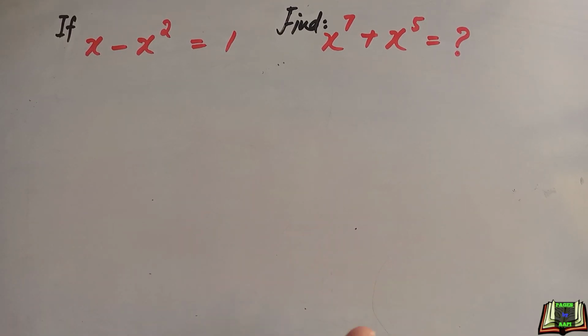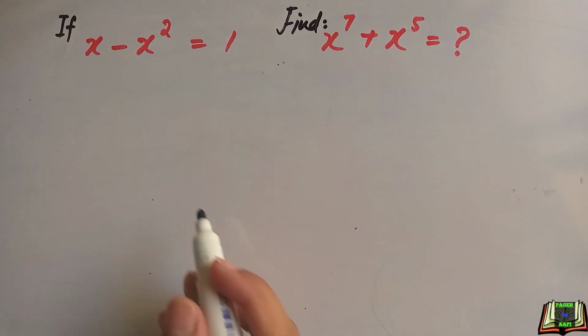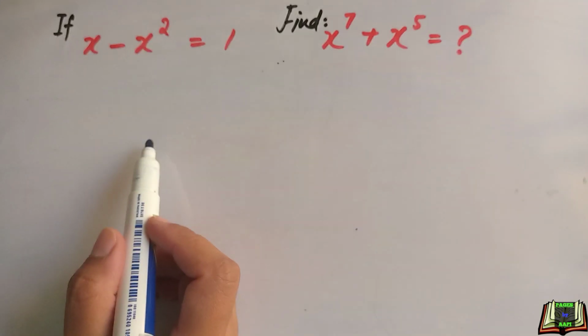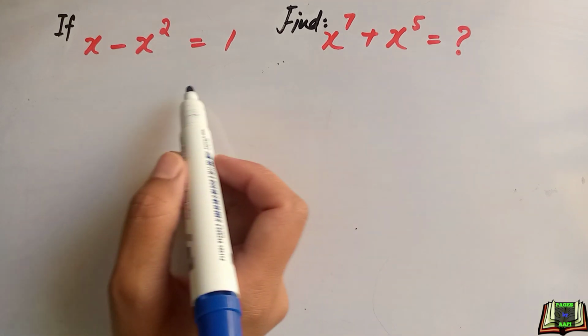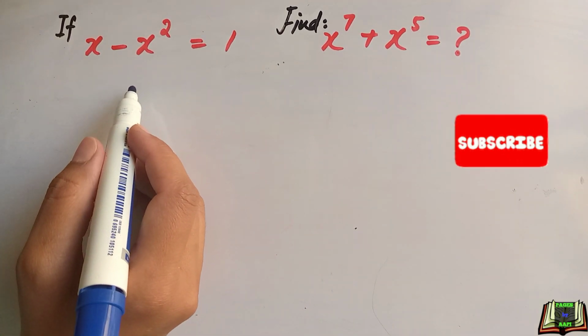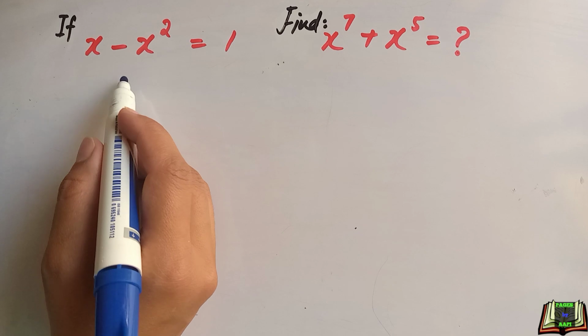Today we have a very nice exponential problem to solve. If x minus x squared is equal to 1, then find the value of x raised to power 7 plus x raised to power 5. We will simplify the first one and then we will evaluate the second one.